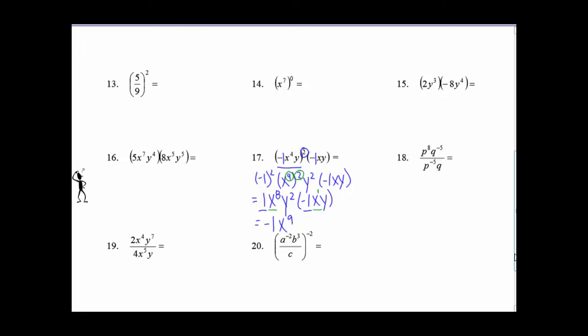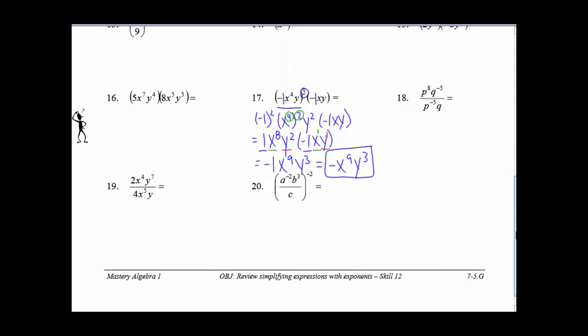And similarly for my y's, I have a y squared and a y to the 1st power. Adding my exponents, 2 plus 1 gets me 3, so I got a y to the 3rd. Altogether, I get a negative x to the 9th, y cubed.